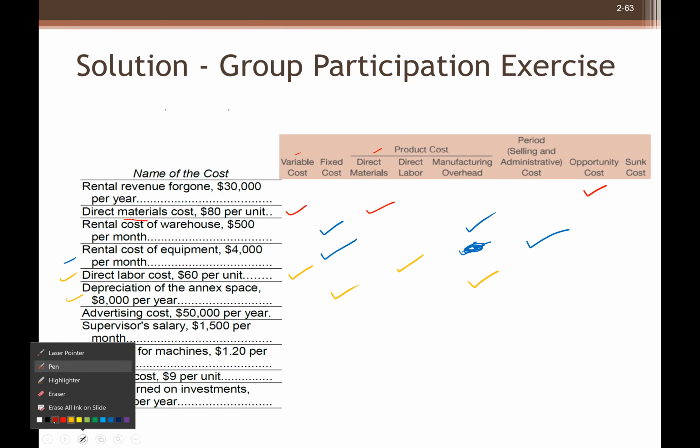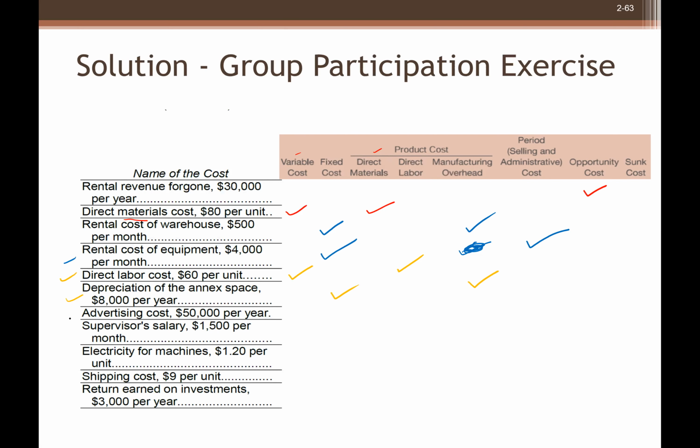And then advertising cost. I heard group one discussing where we put this advertising cost. So, Crystal, where did you put this 50,000 advertising cost? We put fixed and period. Fixed and period, very nice. Selling and administrative, very nice.